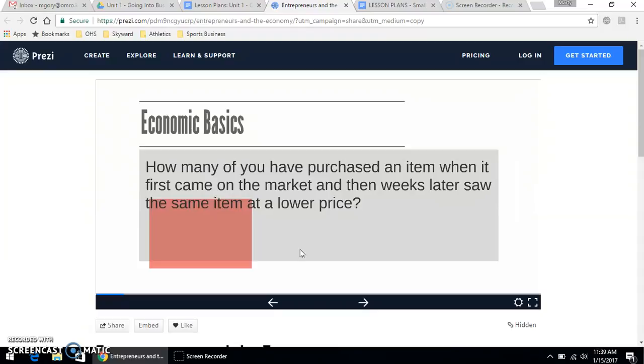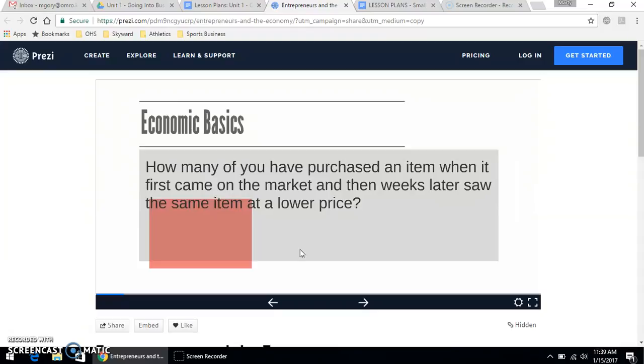So the question is, how many of you have purchased an item when it first came on the market and then weeks later saw the same item at a lower price? It's pretty common with a lot of products that are put on the market for us to purchase as consumers. When they are first introduced, demand is high, regardless of price. Therefore, we want to have them right away.